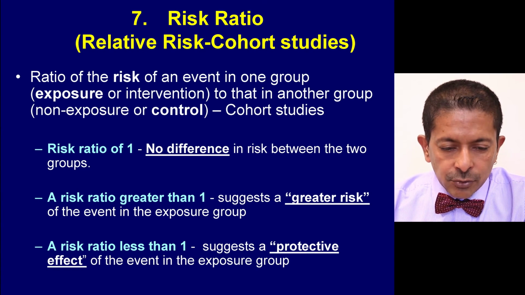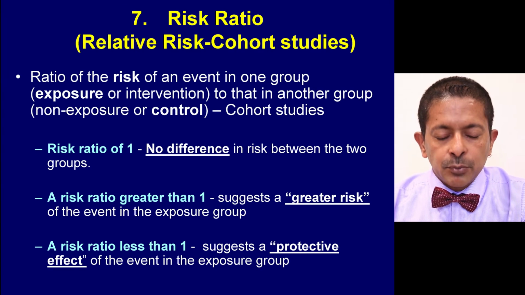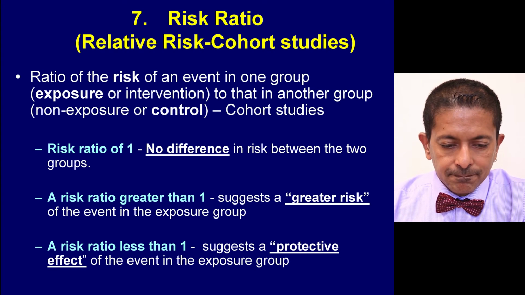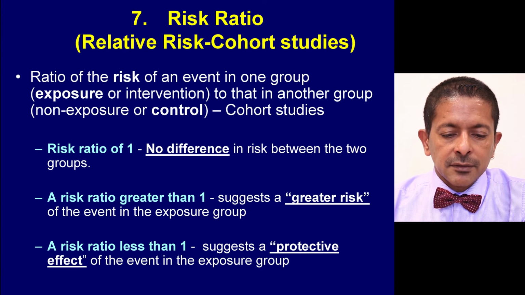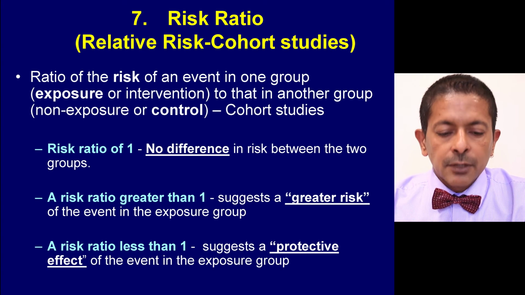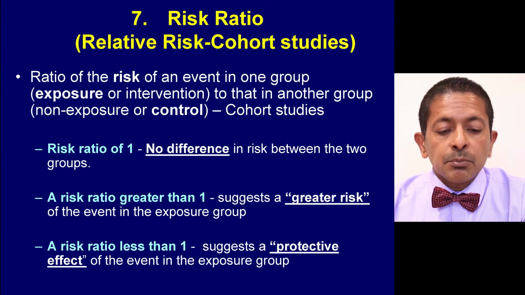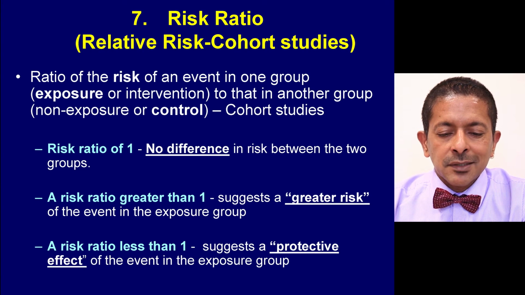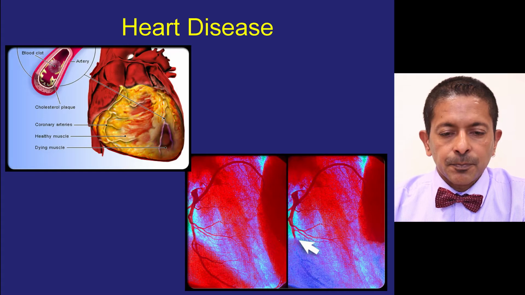Now, a risk ratio of 1 that you get from a cohort study means that there is no difference in risk between the two groups that you compare. A risk ratio greater than 1 suggests there's a greater risk of the event in the exposure group compared to the control. And a risk ratio less than 1 suggests a protective effect of the event in the exposure group. So greater risk, protective effect, and these two parameters are decided upon based on whether they're over or under 1 in terms of the risk ratio.